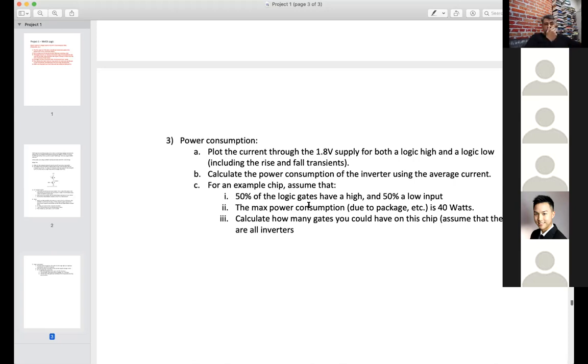And then furthermore, assume that the maximum power consumption you can live with on this chip is 40 watts. Then working backwards, I have 40 watts, and I have a certain number of watts of power consumption for the particular inverter. Then assume that all the gates are the same as an inverter. You want to see how many gates you can actually have in your chip with the gate that you design.